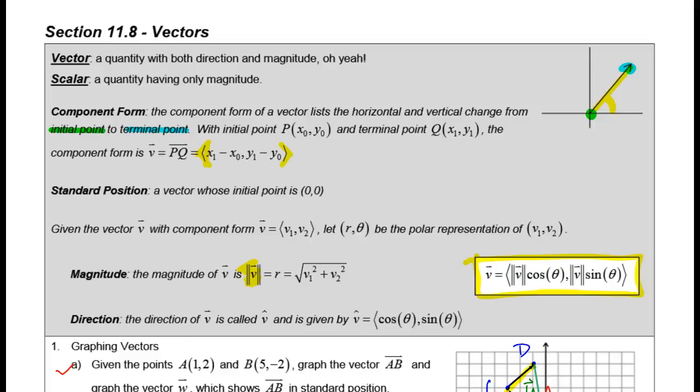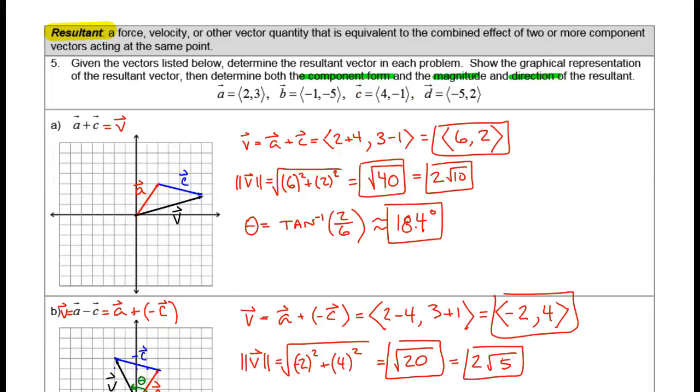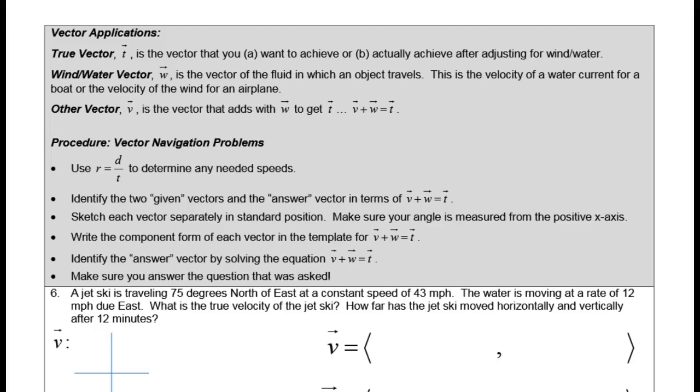Okay, folks, let's keep plugging away. Section 11.8, vectors. We're on page 4 now, and this is specific to vector applications.